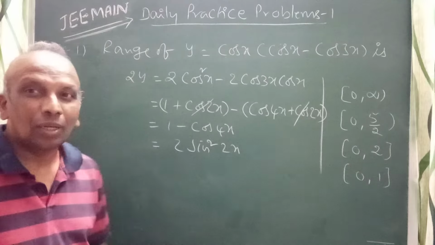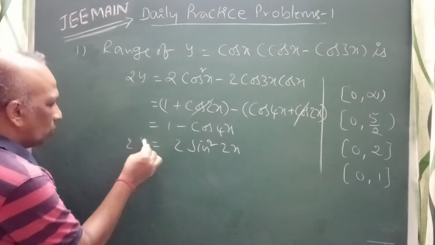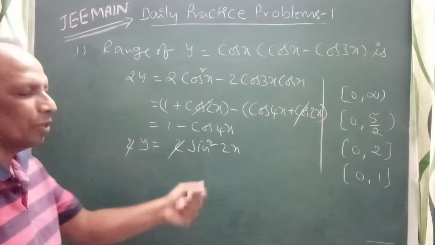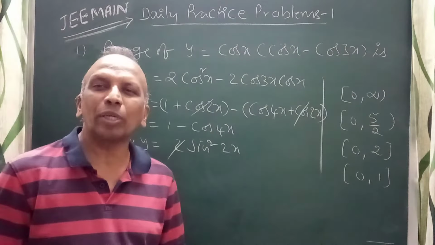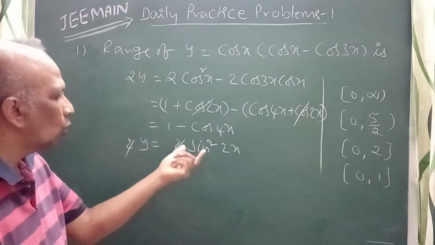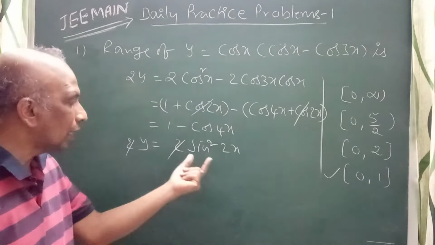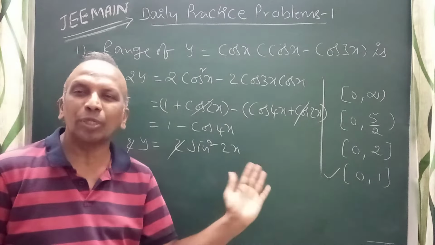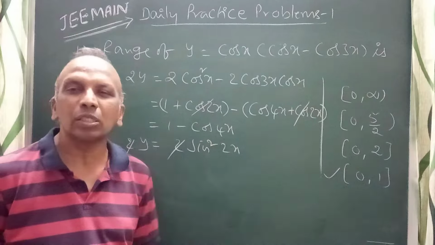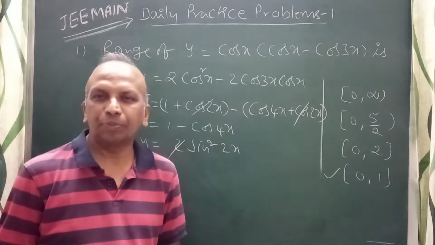But we know that this is 2y. So y equal to sin square 2x. Sin square 2x lies between 0 and 1. So minimum value 0, maximum value 1, 0 and 1. Why? Because sin square of any angle lies between 0 and 1. So answer is the fourth option.